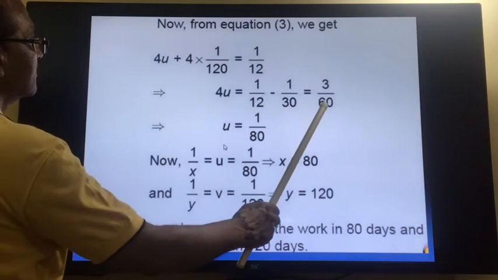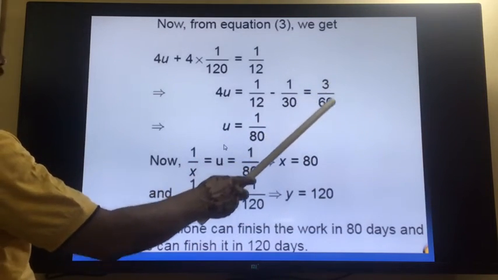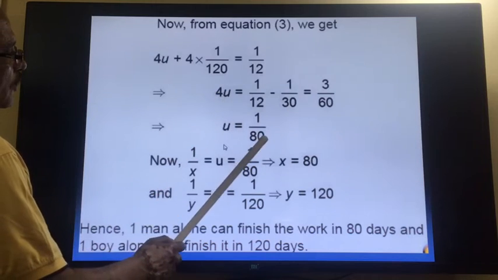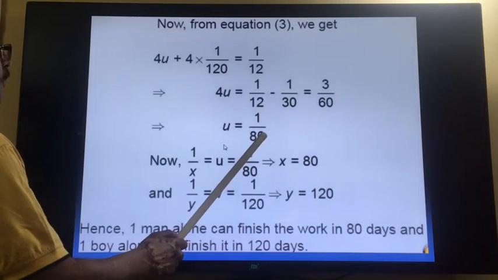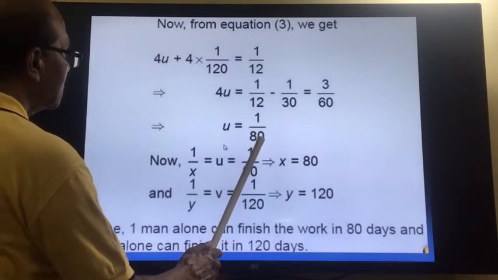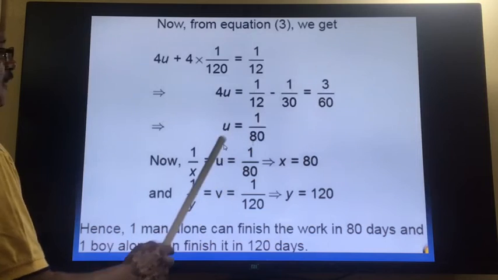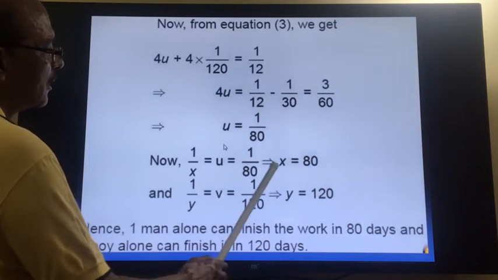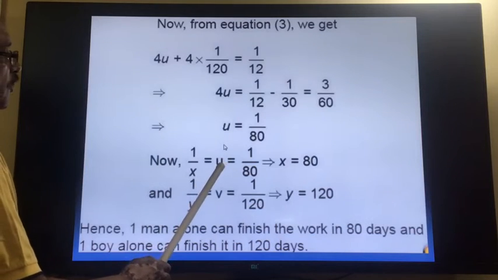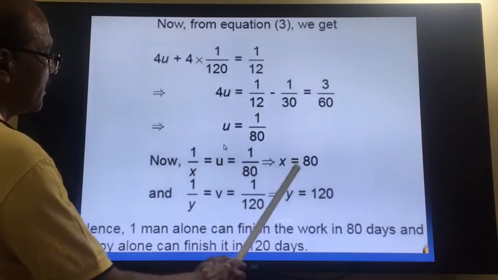After taking LCM, we will get 3 upon 60, and this also we can cancel, we will get 1 upon 20, and then 4 will also go down, so we will get 20 into 4, 80. So u is equal to 1 upon 80. Now we got the value of u, we got the value of v. So the values of u and v we can substitute in our supposition. We supposed 1 upon x is equal to u, so in place of u we will write 1 upon 80. So this will give us x is equal to 80.